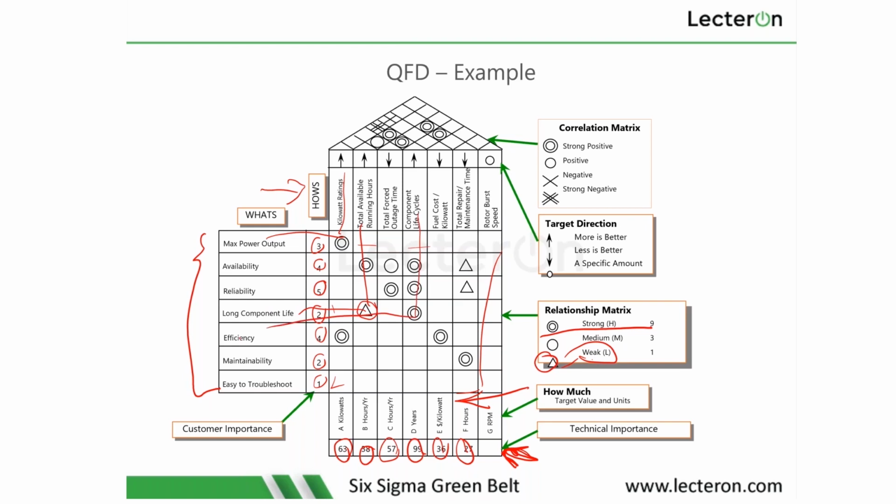So who decides these relations? It comes from experts, or from experiments, or from correlation and regression studies. Then what you see at the top is the relation between the hows, the roof of this house. Here you have a strong negative relationship between kilowatt ratings and the component life cycle. Is this one clear for you?